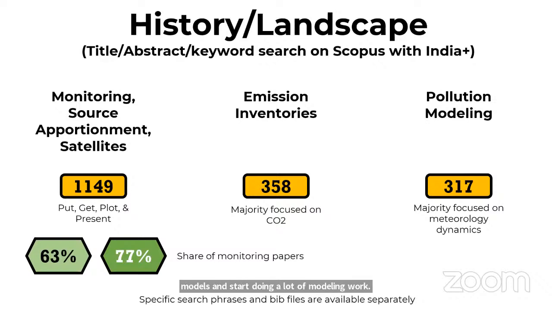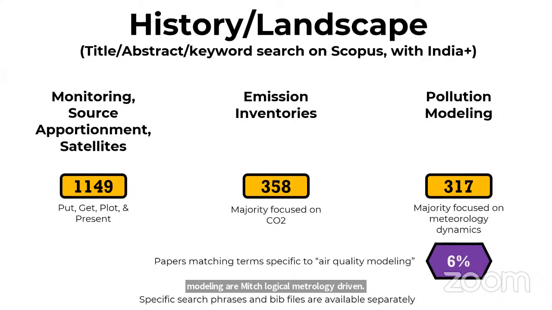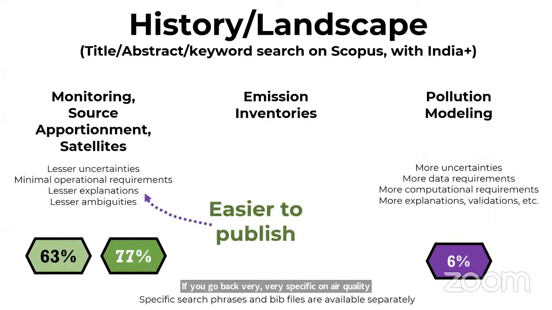On the inventories work, the majority of the papers are focusing on CO2, not so much on the air emissions side. Again, there are very few inventories that are coming out for different cities and for all of India, which are in use. A lot of papers that we see focusing on air quality in India are using global inventories and not localized inventories. And on the pollution modeling side, the majority of the papers are on meteorological modeling, because when we have WRF, which is state of the art, the WRF community is very strong, and they provide you with a lot of information. The majority of the papers on modeling are meteorologically driven papers. If we go very specifically to air quality modeling only, that's only like 6% of the papers that we found.